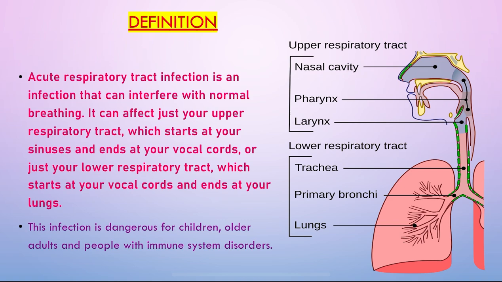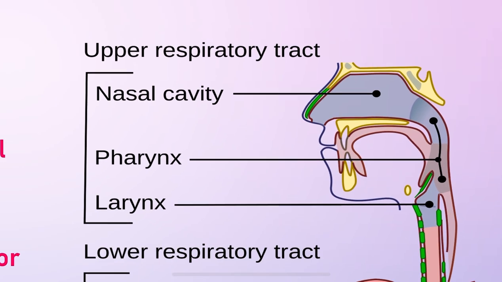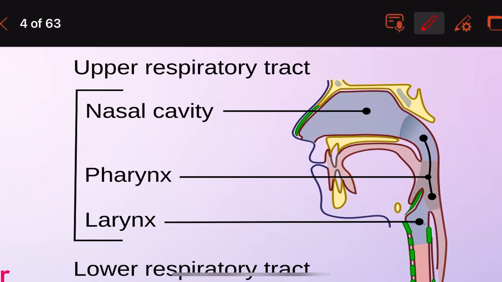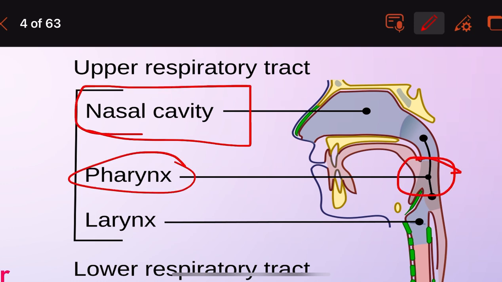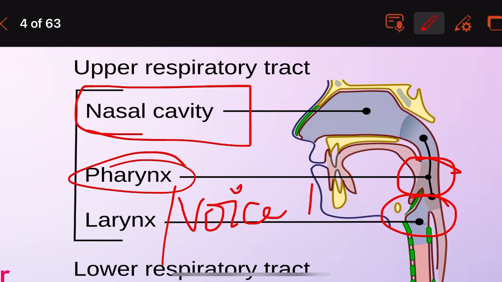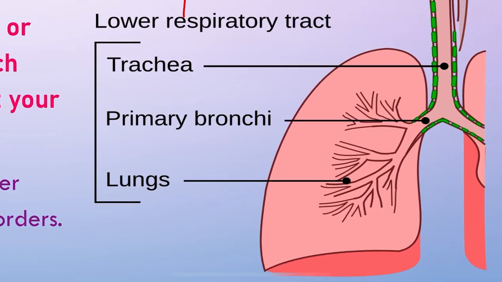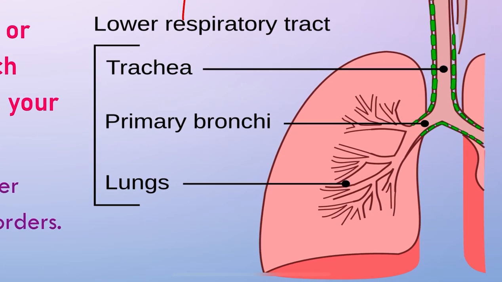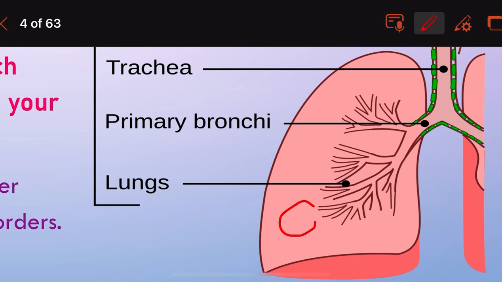The upper respiratory tract starts from your sinuses and ends at your vocal cord. You can see here, starting from the nasal cavity, or you can consider the sinuses here, the nasal cavity, then comes the pharynx, and the voice box or larynx is the upper respiratory tract. Then we move further to the lower respiratory tract. The lower respiratory tract includes the trachea, the primary bronchi, the lungs, and the alveoli.